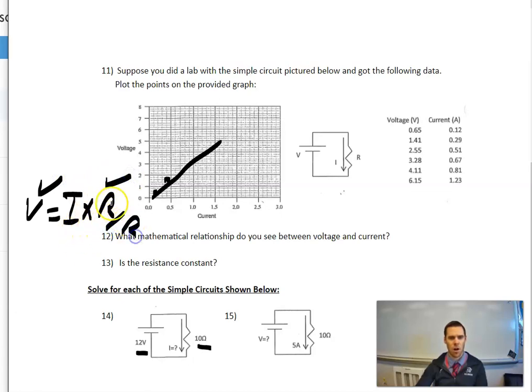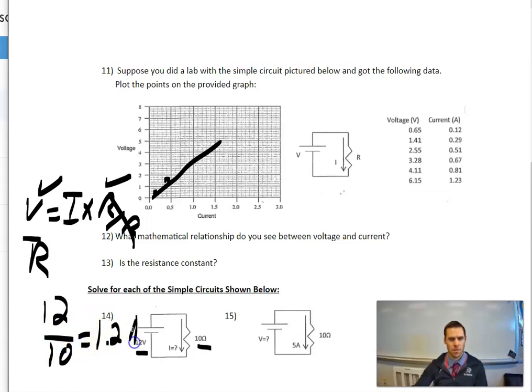I can do that by dividing R by both sides. So V divided by R. In other words, that's going to be 12 divided by 10, which I think is 1.2 amps. And let's do one more. Let's do number 15 here. I've got a resistance of 10 ohms, a current of 5 amps. I need to solve for voltage.